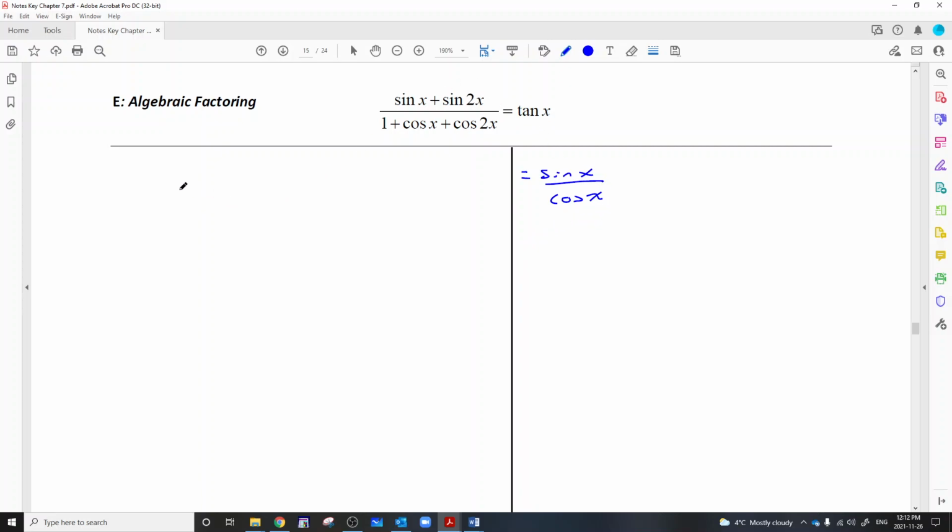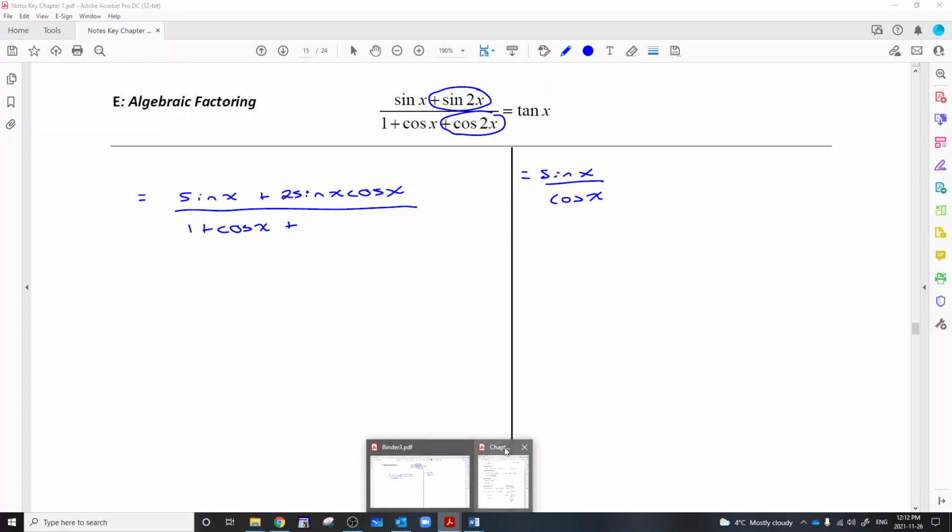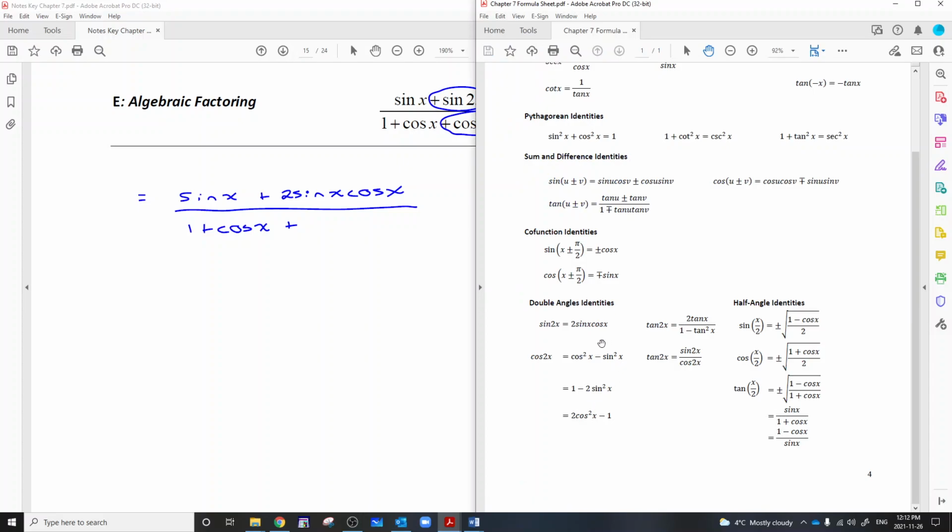So then, numerator. I'm going to look for my glaring identities. I've got a sine 2x and I've got a cos 2x. So I'm going to replace the sine 2x with the only thing it can be replaced with, which is 2 sine x cos x. And then I've got my denominator. I've got 1 plus cos x, and then I've got this plus cos 2x. And plus cos 2x always makes me nervous. And the reason why is that there's 3 options to choose from.